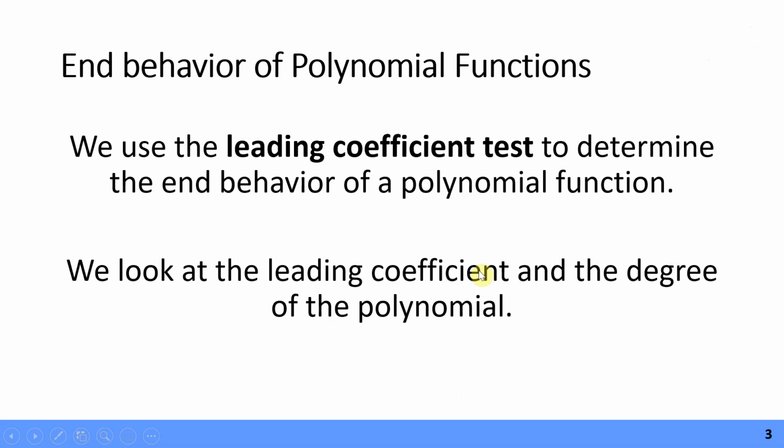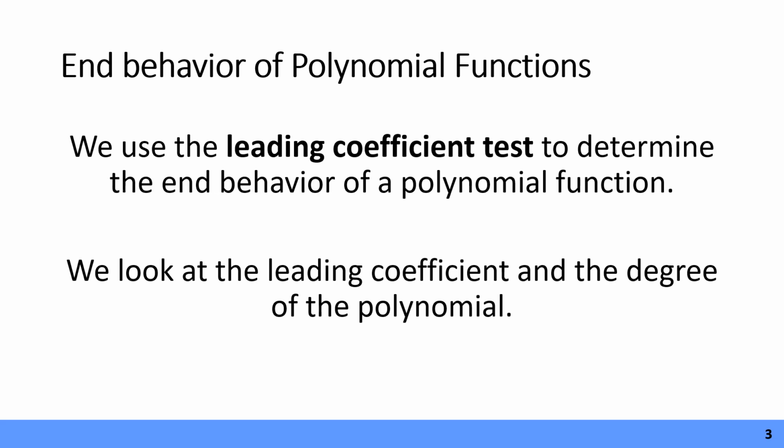All right, something else that we have to talk about for polynomial functions, since we're going to be graphing them today, is something called end behavior. The end behavior of a polynomial function just means, how does the graph look? Like, does it go all the way up on the right side? Does it go down on the left side? That's what we call end behavior.